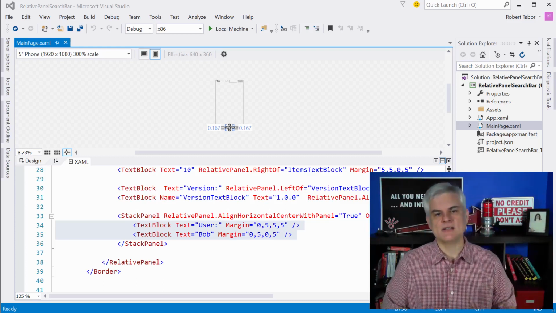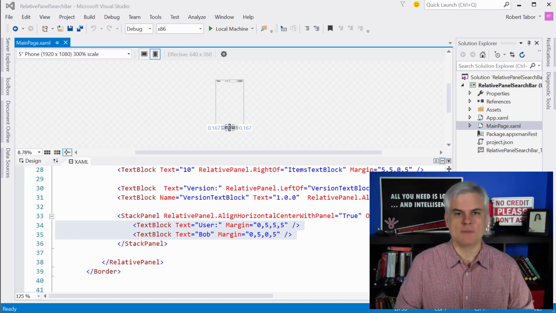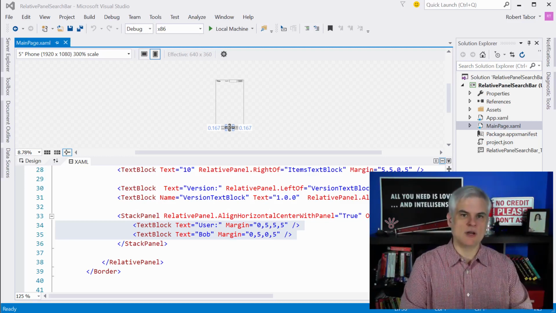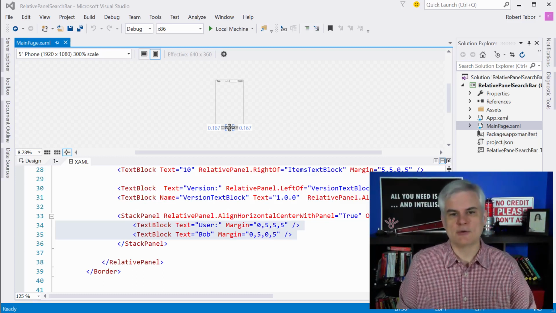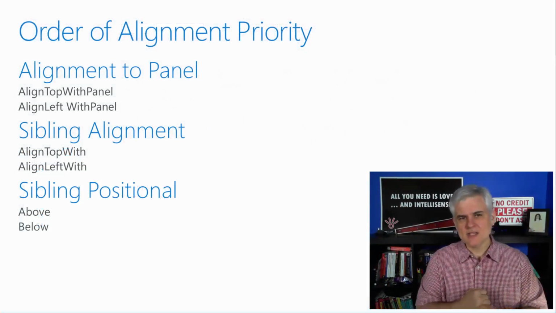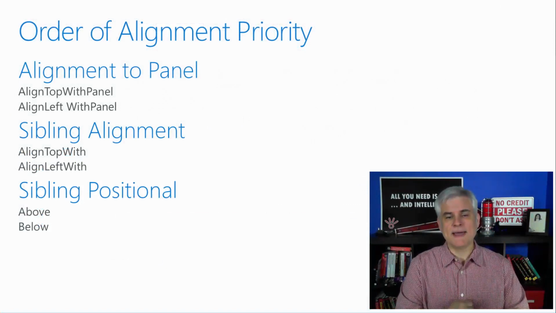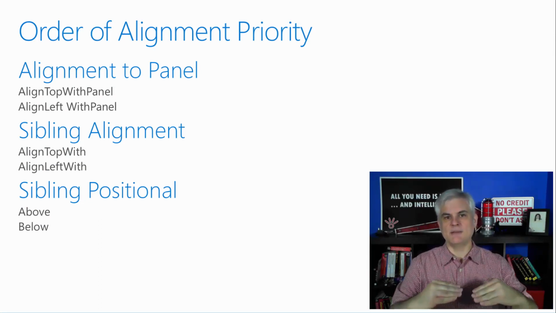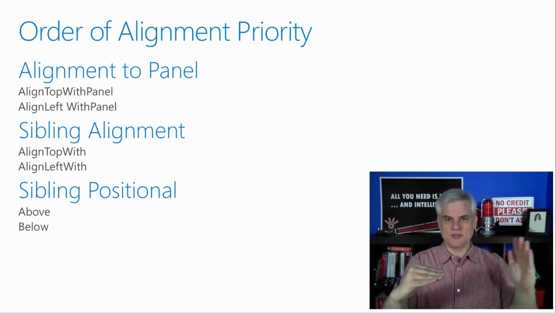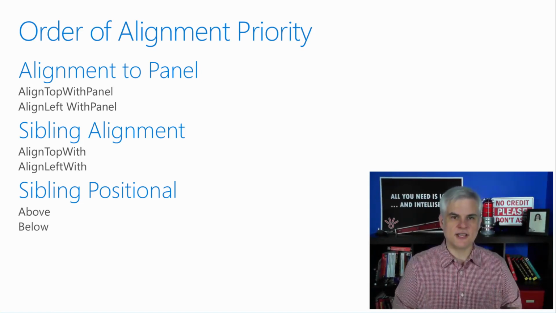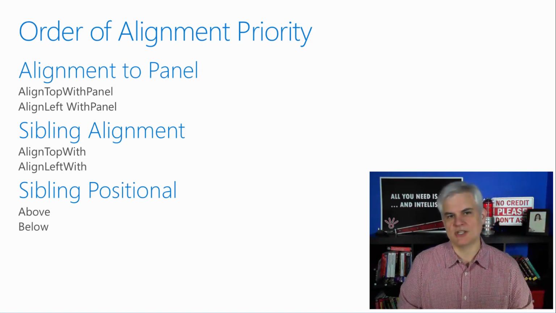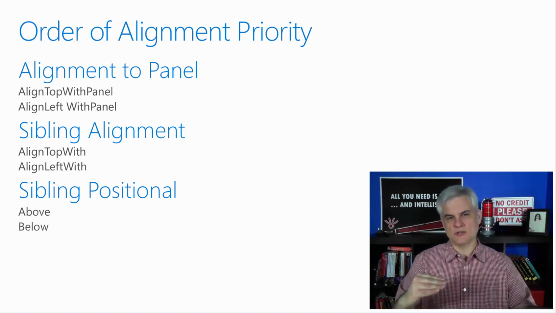So whenever this happens, there's actually an order of events, just like whenever you are working in a math problem or even in code, where parentheses can dictate the order of operation. There is an order of operation with how these relationships are deciphered. So first priority will be panel alignment, so align me to the left or the right of the panel. Then the second one will be sibling alignment relationships: align me with the top of this control, align me with the left of that control. And then the third and the lowest priority would be sibling positional relationships: set me above this control, below this control, to the left of this control.